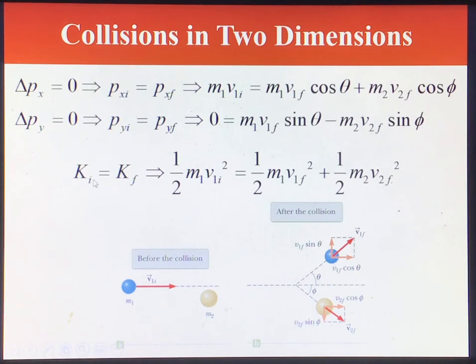And then if we assume that there are no external forces acting on the system, it means that the total kinetic energy before must be equal to the total kinetic energy after. And so I can write this equation right here. Generally, whenever I have a collision in two dimensions, it's going to give me m1, v1 initial, and m2. Then it's going to ask me to calculate my v1 final and my v2 final, as well as the angles theta and phi.